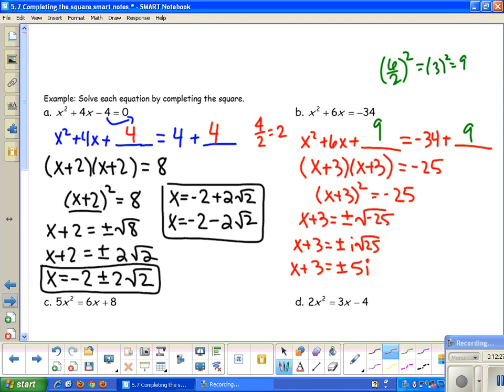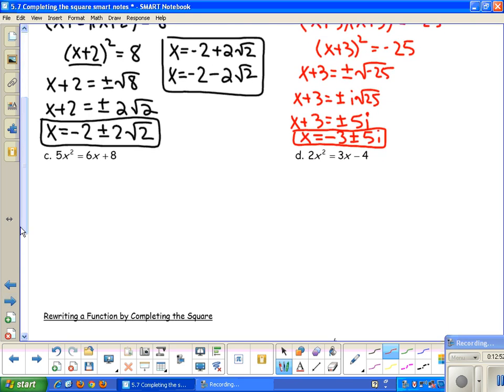And then I have to do one last thing, get x by itself. So I'm going to subtract the 3 to the other side. And when I do that, I get x equals negative 3 plus or minus 5i. So these would be my two solutions. Now in this case, this is one of those problems where you couldn't check this on your calculator because the solutions are imaginary. So it wouldn't cross the x-axis in order to check our solutions.